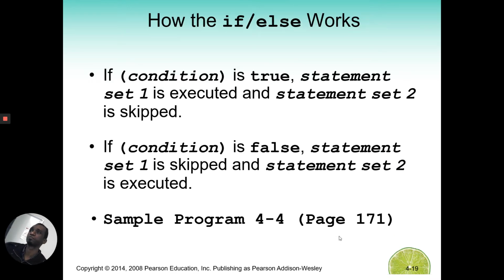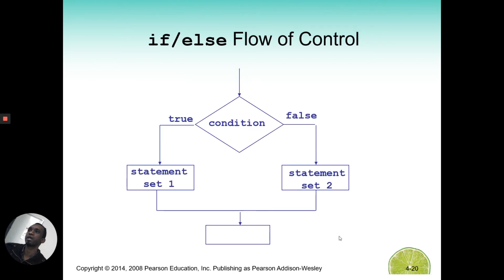So if condition is true, statement set 1 is executed and statement set 2 is skipped. If condition is false, statement set 1 is skipped and statement set 2 is executed. I'll show you an example of that on page 171. You can see one there. So here you have the condition. If it's false, statement 2 is executed. If it's true, statement 1 is executed. And then it would exit.